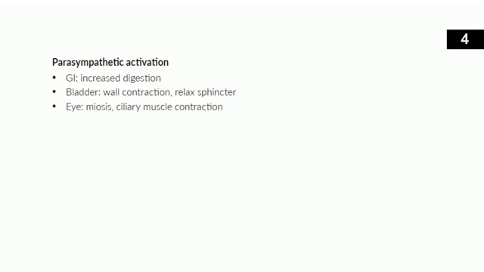In the eye, you're going to get miosis, and miosis is constriction of the pupil. You're also going to get contraction of the ciliary muscles. That's going to lead to accommodation. In the lung, you're going to see smooth muscle contraction, so some bronchospasm.